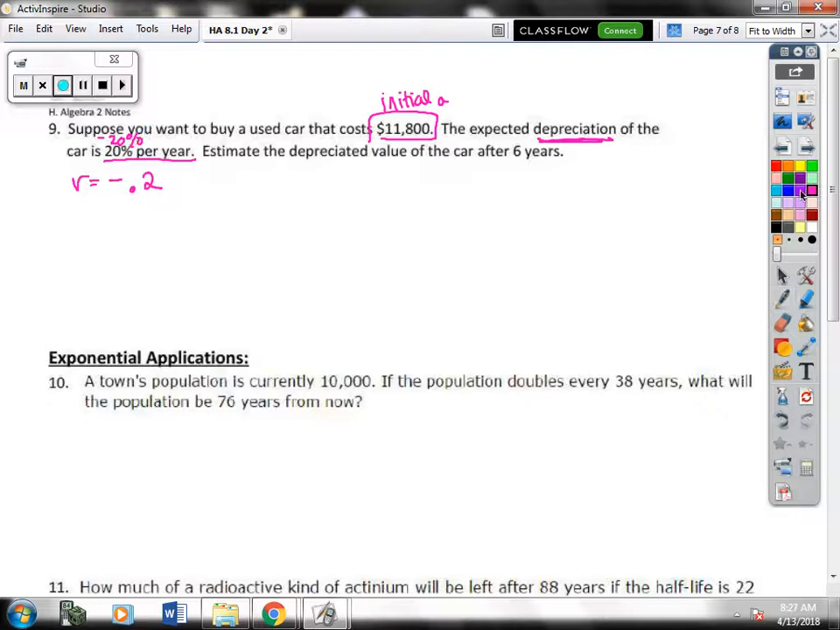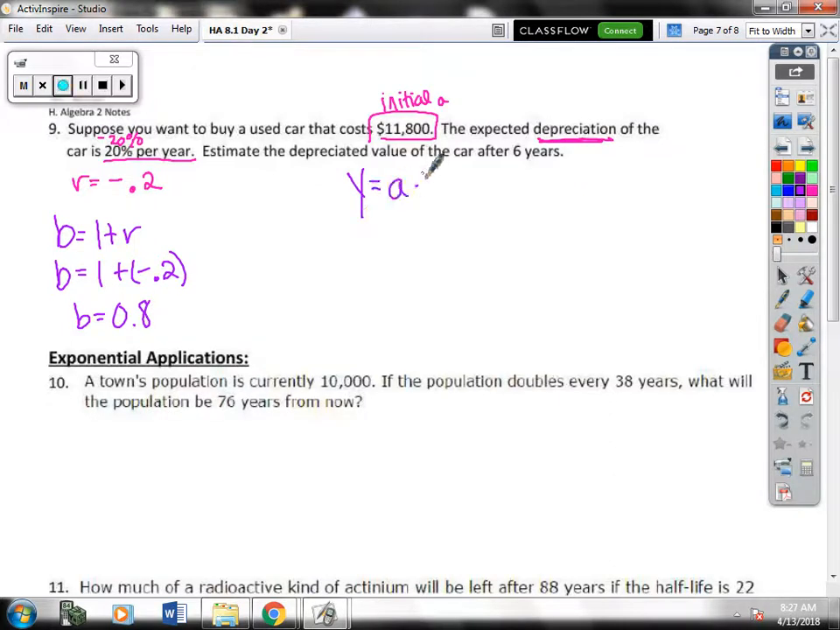So we have to do all the steps that we did on the first part. We have to find our B, write an equation, and then we'll sub in 6 for x. So B is equal to 1 plus R. So 1 plus a negative 0.2 will tell me that my B value is 0.8. And if you could do that in your head, most of you can, you don't have to write out the work. 100% minus 20% is 80%, B is 0.8. But I'll show it on the board just so you know where it's coming from.